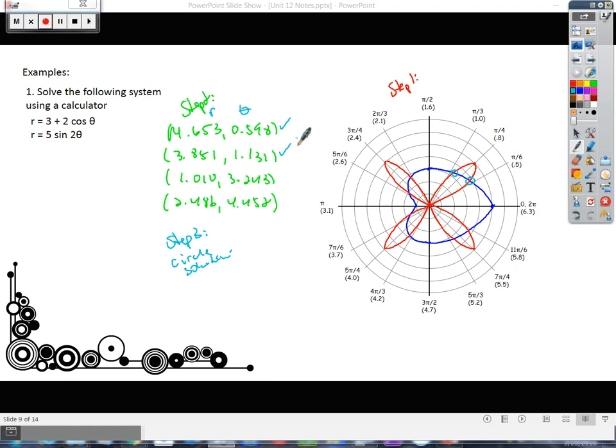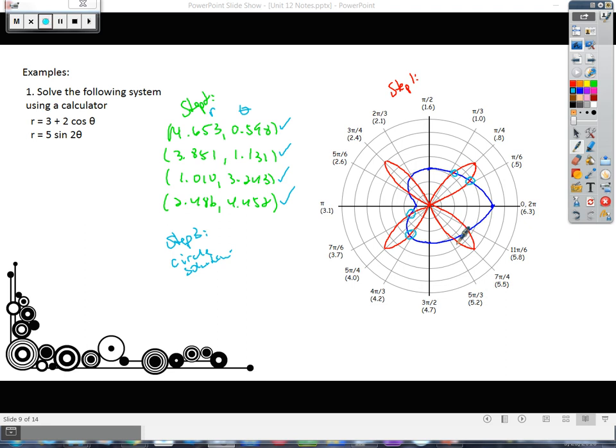So let's look for this one. Our angle measure is 3.248. So here's 3.1, 3.7. So it should be somewhere in here. Our rings are around 1. So it looks like that's that intersection. So we got that one. And then angle measure 4.4 puts us over in here somewhere, and it looks like this is that intersection. So those are the actual intersections.